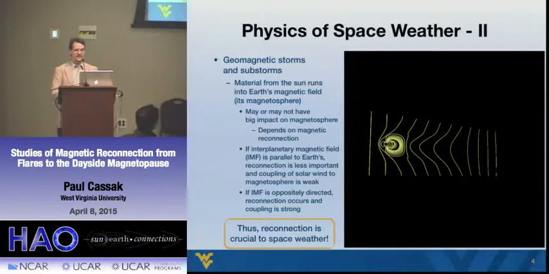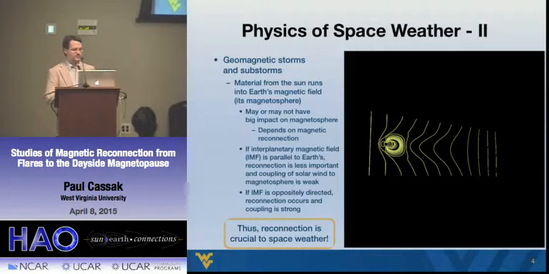The second aspect is what happens when it reaches Earth. Geomagnetic storms and geomagnetic substorms occur. As you probably know, the effect it has on the Earth's magnetosphere is very dependent on the direction of the interplanetary magnetic field, and that also comes down to magnetic reconnection.